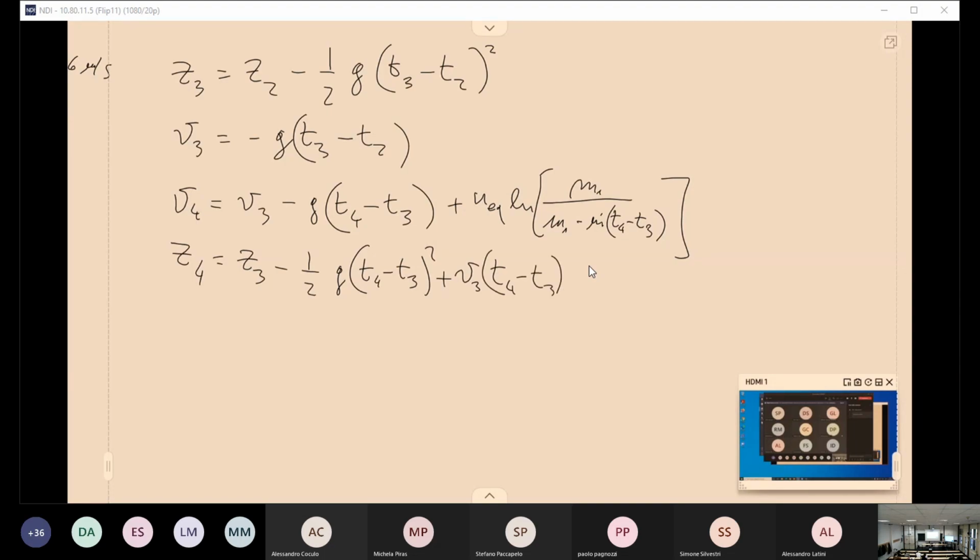Is Z3 minus 1/2 g (T4 minus T3) squared plus V3 (T4 minus T3), and then we have the contribution due to thrust, that would be again related to the specific impulse, that multiplies (T4 minus T3), minus m1 over dot m, by the logarithm of the same quantity as above, this one: m1 over m1 minus dot m (T4 minus T3).